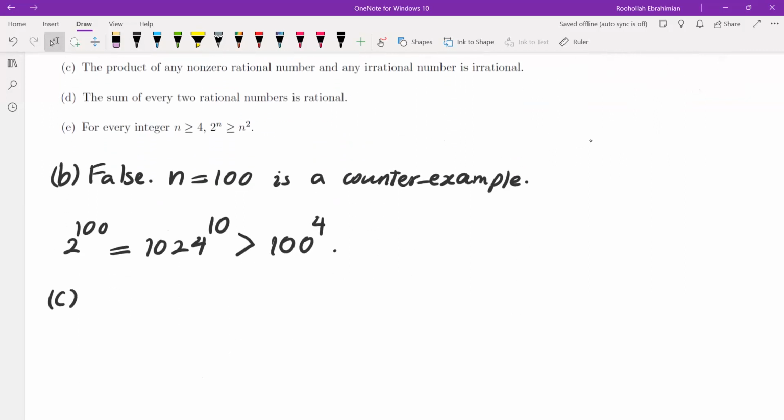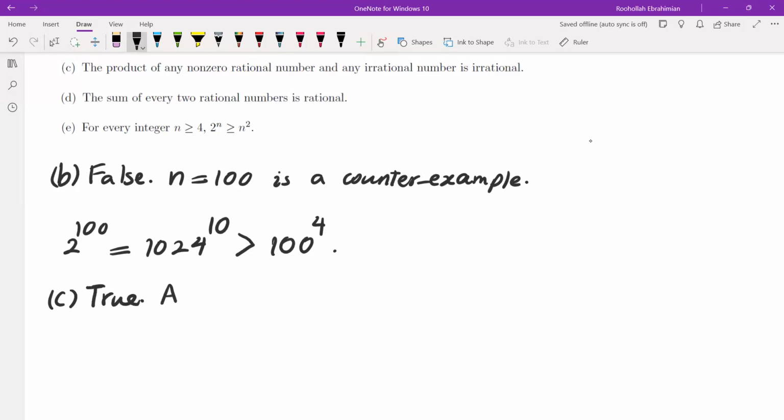Okay, part C. The product of any non-zero rational number and any irrational number is irrational. So if you take a non-zero rational, multiply it by an irrational, you get irrational. From your experience, you know that it is true. If you take, say, 3/5 multiplied by √2, you get 3/5 √2, and that is an irrational number. So this is true.